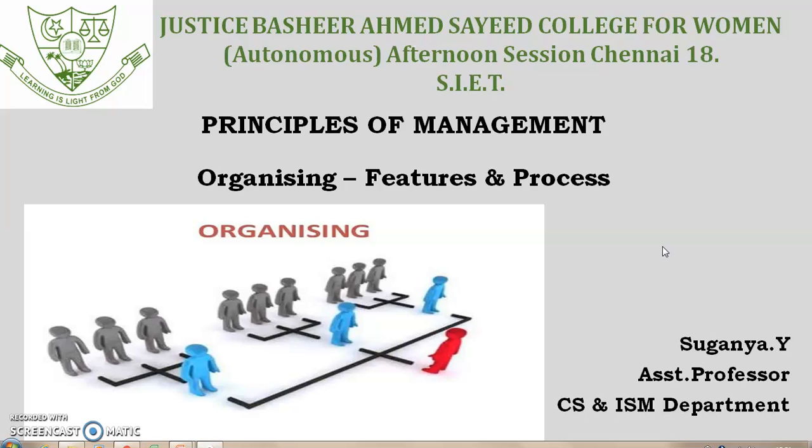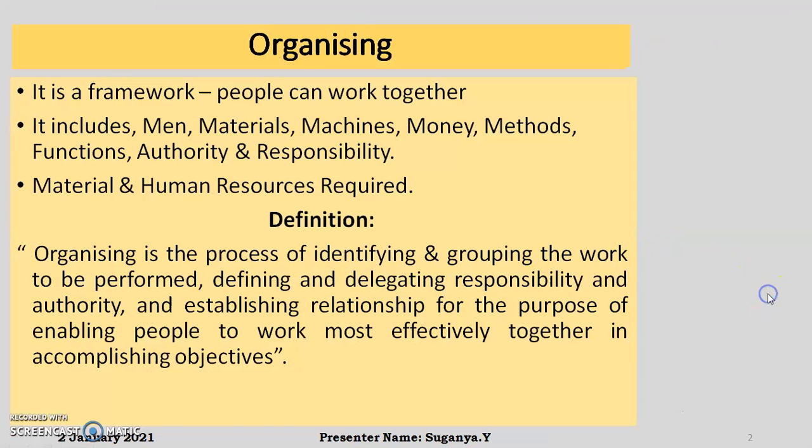What are all the material and human resources required to implement a plan into action? Arranging and organizing all those things becomes a part of the organizing function. With this introduction, now we will get into the meaning of organizing. Organizing is a framework where people can work together. As I already told you, organizing means bringing together the required human and non-human things that are required to execute a plan. So organizing means here I should arrange for men.